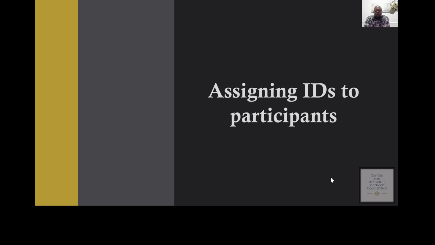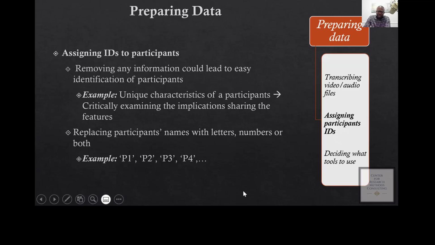Okay, so let's assume you have finished transcribing your data. So what next? The next thing that you have to think about is making sure that participants' identity, confidentiality and privacy are protected. So how do you do that? You just have to think about ways of eliminating any identifiable information in the transcript that may cause people to know who your participants are, right?